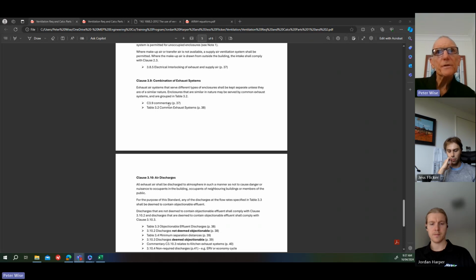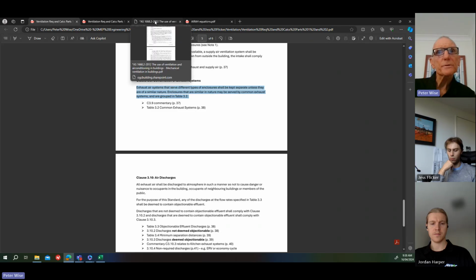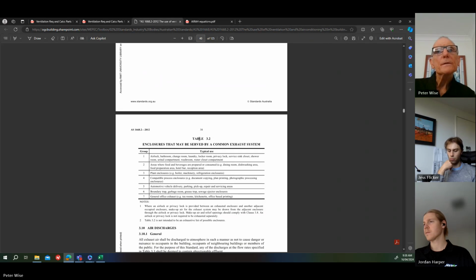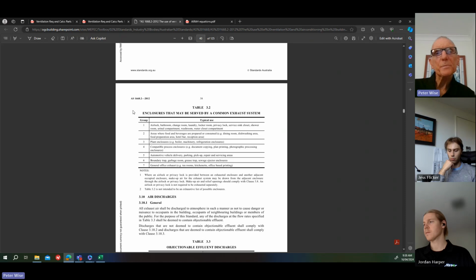Exhaust air systems that serve different types of enclosures shall be kept separate unless they are of a similar nature. This is straight out of the code. Enclosures that are similar in nature may be served by common exhaust systems and are grouped in table 3.2. So I'll go to that table. We have looked at this once before, so that's an important table that you need to look at from time to time.